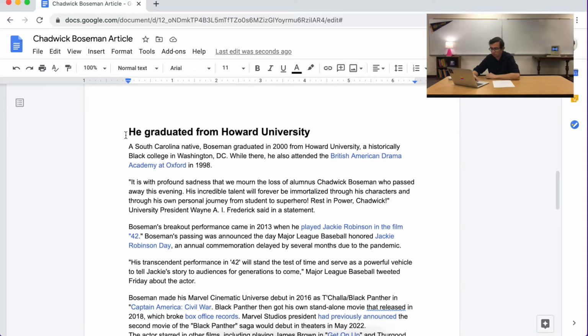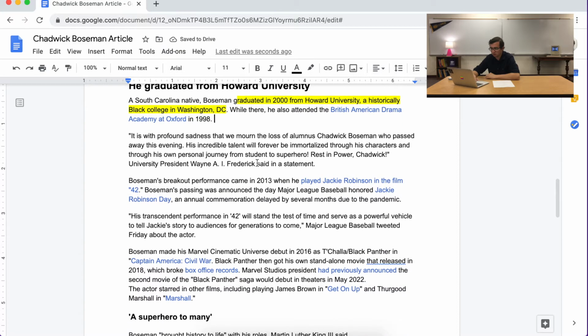He graduated from Howard University. A South Carolina native, Boseman graduated in 2000 from Howard University, a historically black college in Washington, D.C. So he was definitely known for going to that school. While there, he also attended the British American Drama Academy at Oxford in 1998.